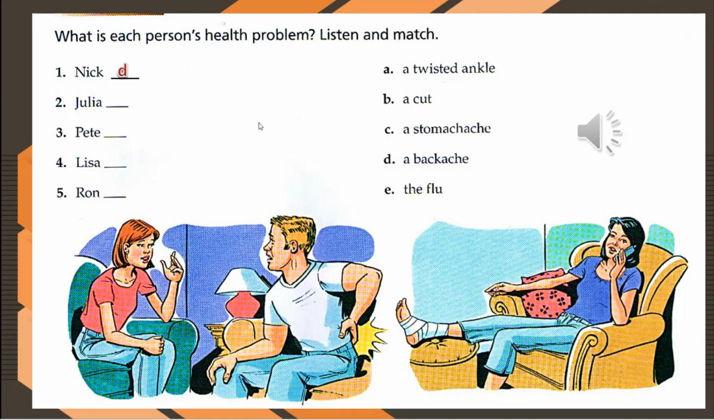And how about Julia? Julia has got a twisted ankle. And then how about Pete? Pete has got, okay, the flu, yeah? And how about Lisa? Lisa has got C, a stomachache. And how about number 5, Ron? Ron has got a problem on his health, that is a cut. Okay, this is about the exercises related to each person's health problem.